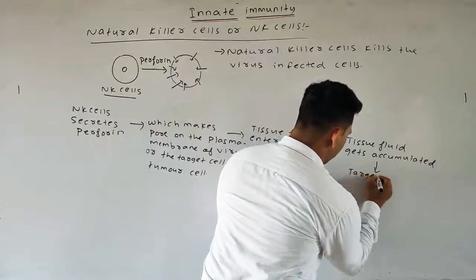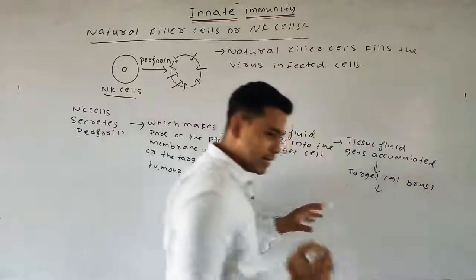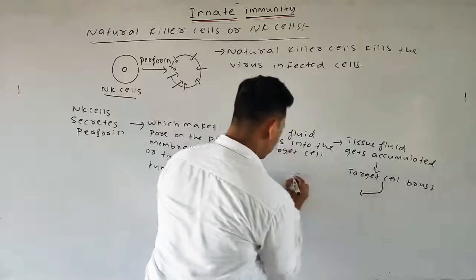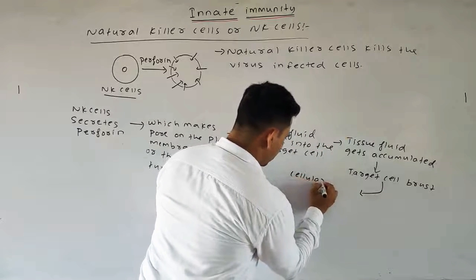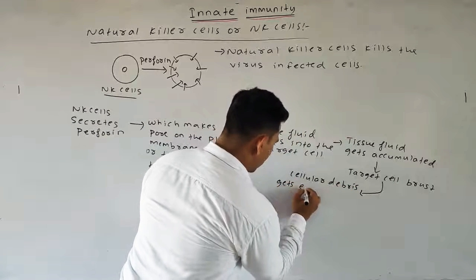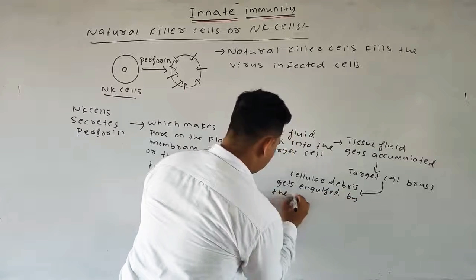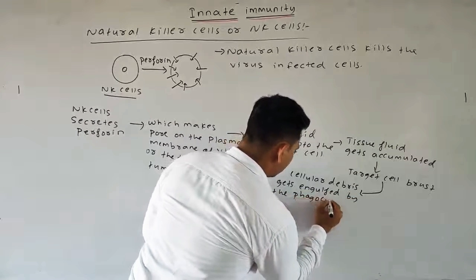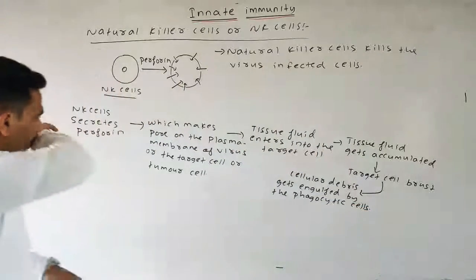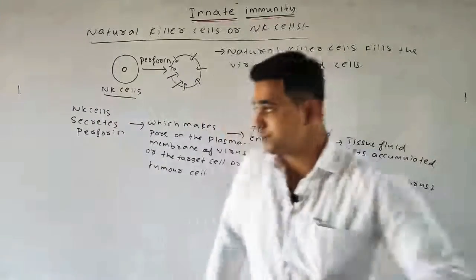The target cell bursts, and the cellular debris gets engulfed by the phagocytic cells. Okay, so this is all about your NK cells or the natural killer cells.